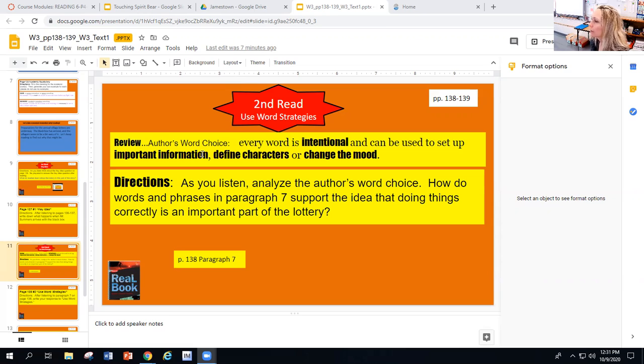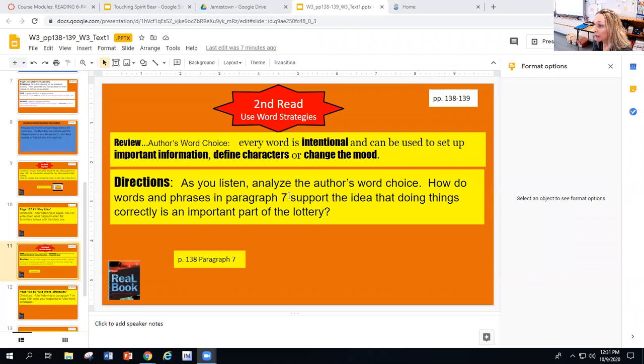So you should see on my screen the second read. You're focusing on word strategies, okay? So, author's word choice. When an author chooses words for their piece that they're writing, they are intentional. They don't just choose random words. They have a specific purpose. It can set up important information, define characters, change mood.